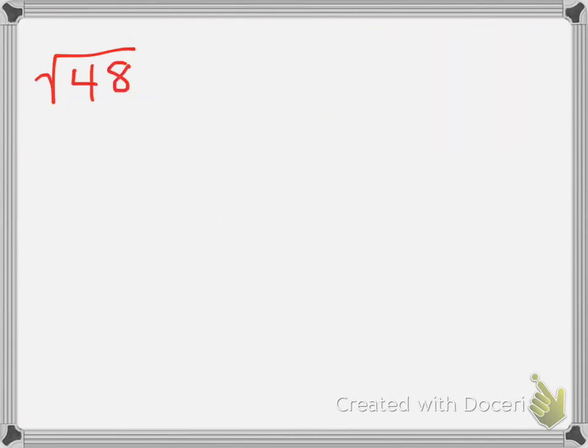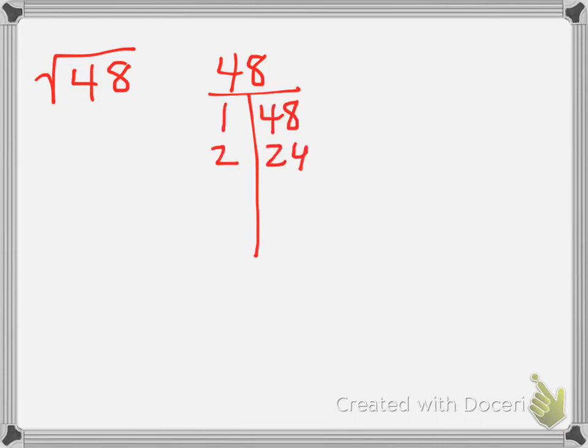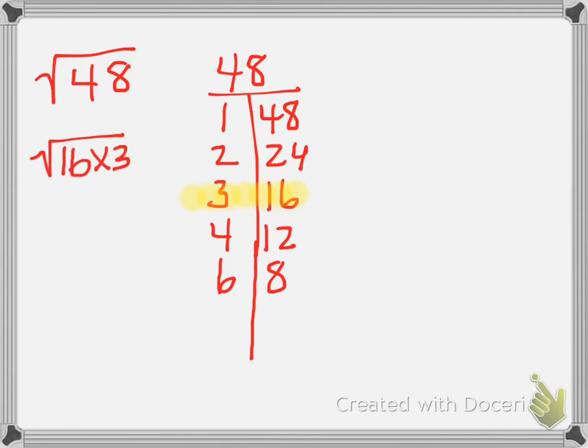Another example, the square root of 48. We'll find the factor pairs of 48, just like before. 1 times 48, 2 times 24, 3 times 16, 4 times 12, 6 times 8. And that's all of the factor pairs. Now we'll look for the pair with the largest perfect square, and that is 3 times 16. We'll break down 48 to 16 times 3.